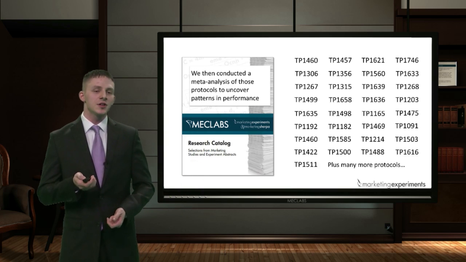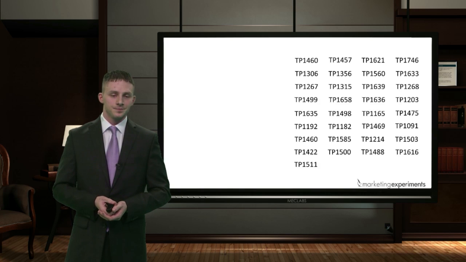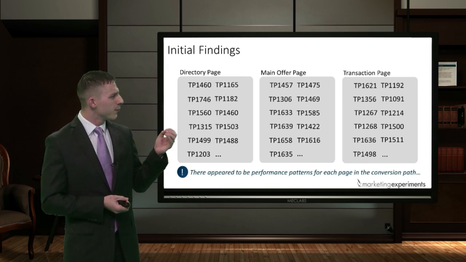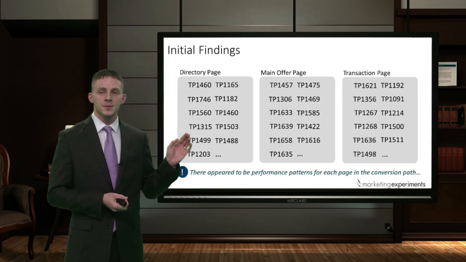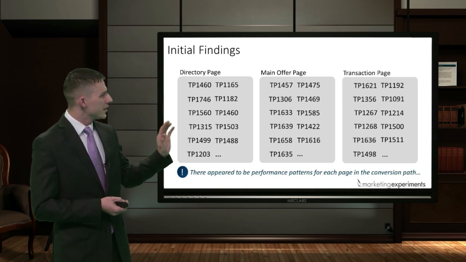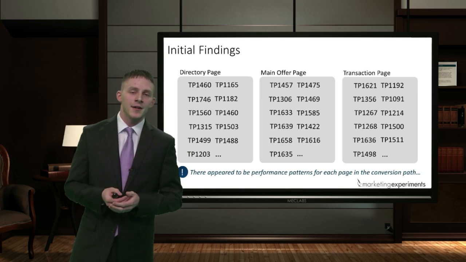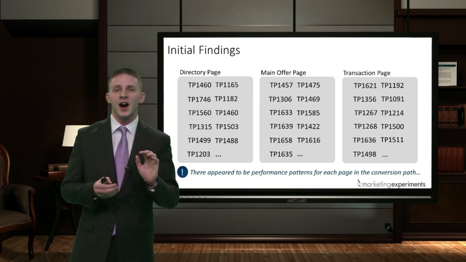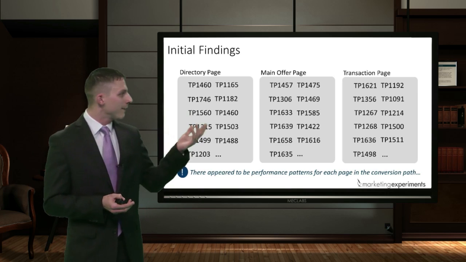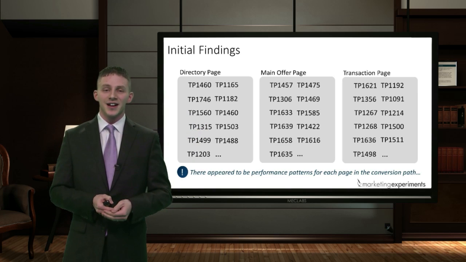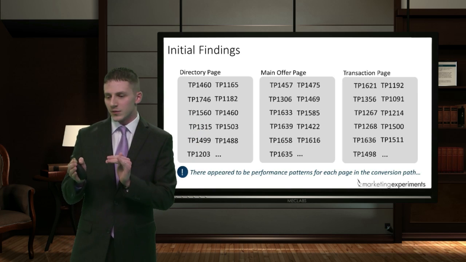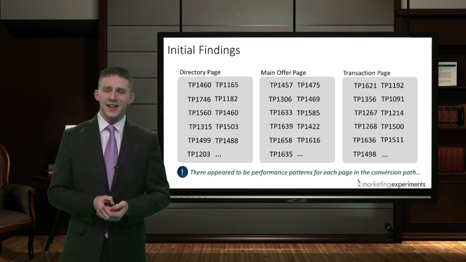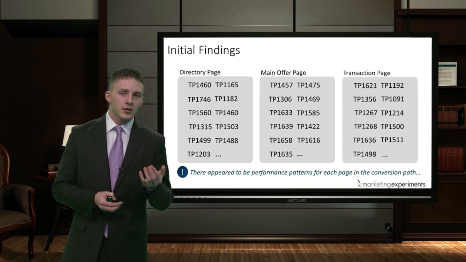Well, initially when we ran this analysis, this is what we discovered. The initial findings showed that there appeared to be performance patterns for each page in the conversion path. So this is how the test protocols organize themselves. And when I say patterns, I say specific column configurations. So for the directory page, there would be a specific ideal column configuration. For the main offer page, like a landing page or a product page, you would have a different optimal configuration. And then the transaction page, you would have the same thing. It looked like they each had an ideal column template.